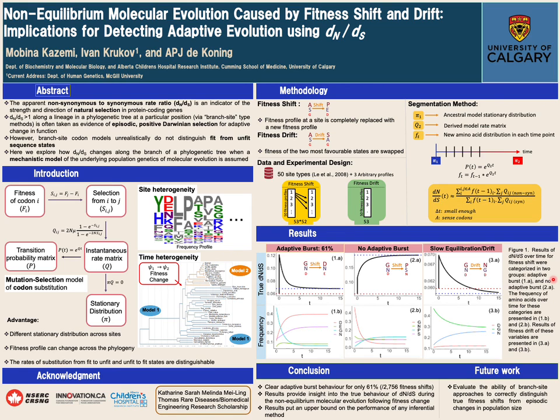Fitness change can happen in two different ways, shift and drift. Fitness shift is when the fitness profile is completely replaced with a new fitness profile, like here, where ASG is now PED. Fitness drift, however, is when we have a fitness profile, but the most favorable states are just swapped, like here, where ASG is now SAG.